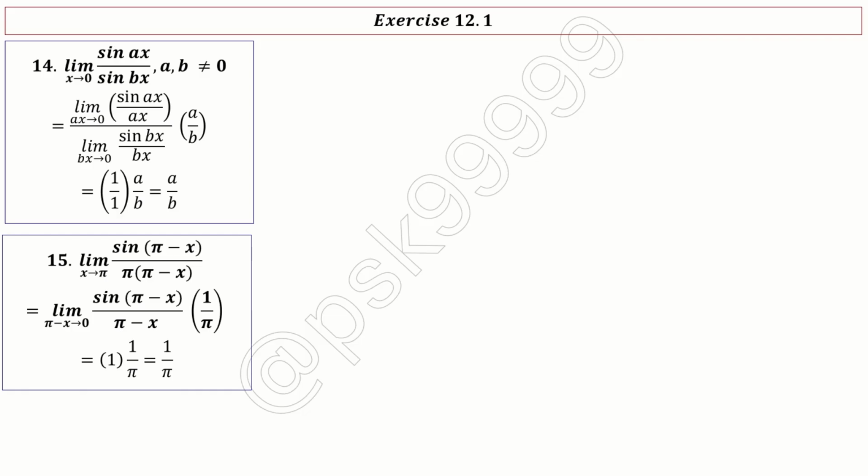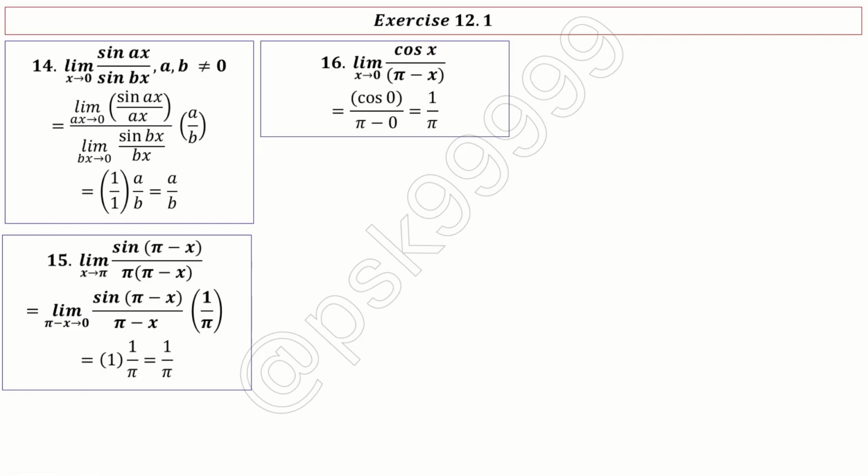So limit x tends to pi, sin of pi minus x divided by pi minus x. Okay, this I can easily write: if x tends to pi, then pi minus x tends to 0, correct? Then this becomes my sin x by x format. And this is a constant anyway, so I'll leave it like this. So this is 1, this is 1 by pi, which is my answer. Okay, limit x tends to 0, cos x by pi minus x. I can substitute x equal to 0, cos 0 is 1, divided by pi.